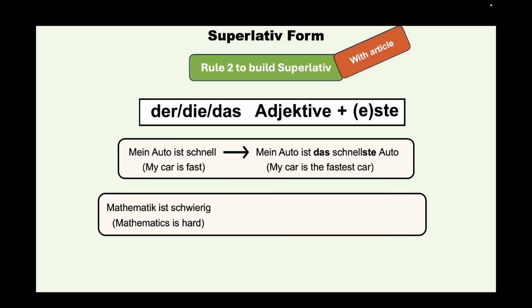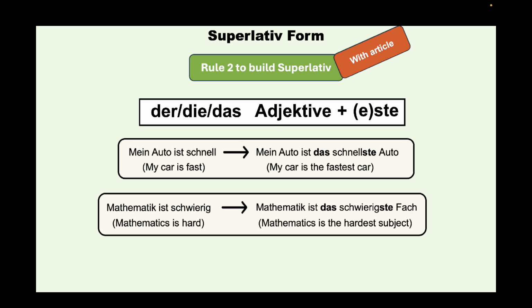The mathematics example will be Mathematik ist schwierig. It will become Mathematik ist das schwierigste Fach. Mathematics is the hardest subject. And we will use the article for the noun. And you might have also noticed that we have added the nouns over here.